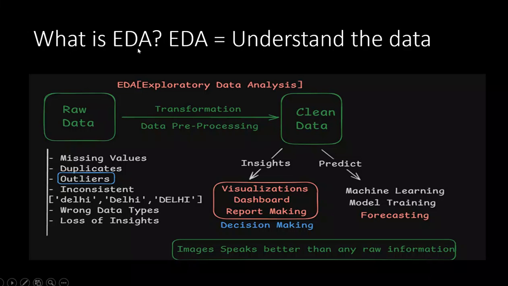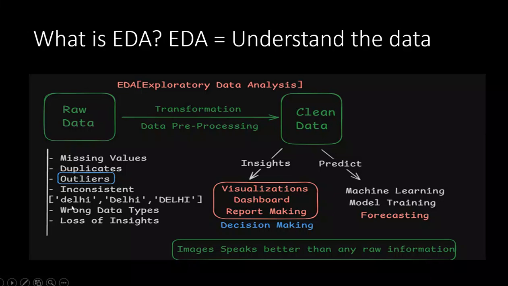EDA is nothing but exploratory data analysis. It means understanding your data. Whenever in the real-time industry we have raw data, the raw data is transformed, or you can call it data processing, to get the clean data. So we need to understand the data first. What do you mean by clean data? Clean data means you need to find the missing values, the duplicates, the outliers, and the inconsistent data.